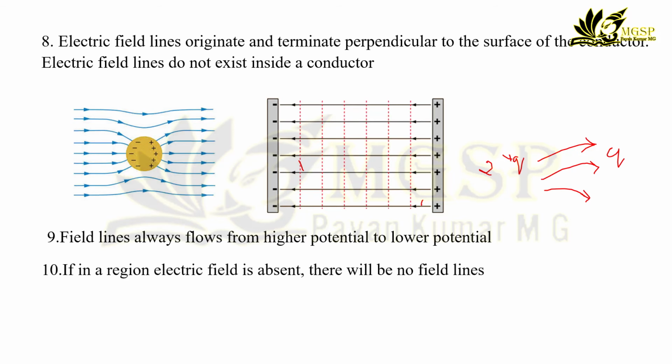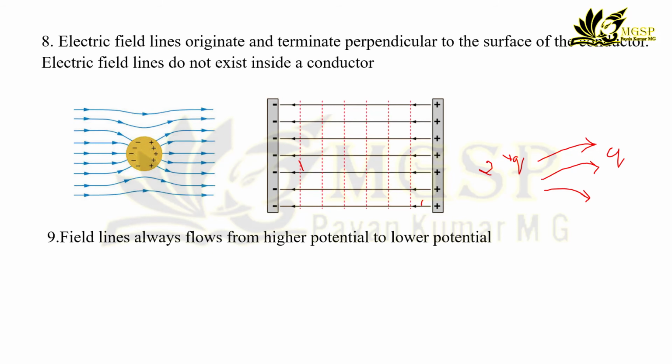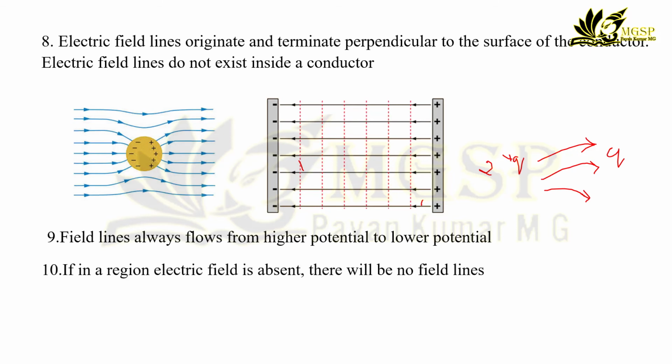If in a region the electric field is absent, there will be no field lines. If the electric field is absent, then there are no field lines. If there is a field line, there is an electric field.